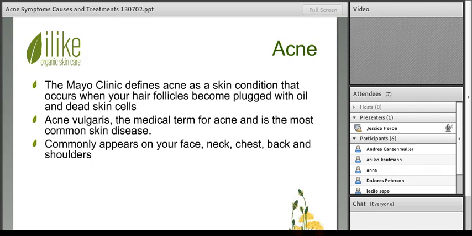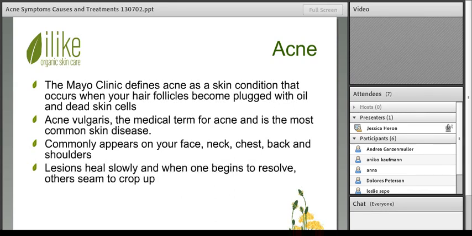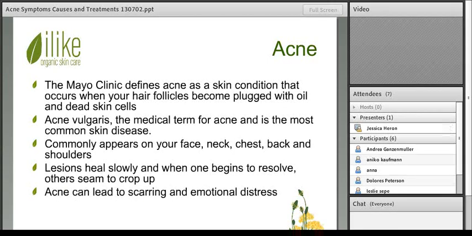It commonly appears mostly on the face, the neck, the chest, the back, and the shoulders. So typically we see it on the upper half of the body, starting on the face usually, and it can progress down onto the body area, typically the upper body. Lesions heal slowly, but when one begins to resolve, others seem to crop up. It's almost like a spreading infectious disease is what starts to happen. And depending on the severity, acne can cause emotional stress that leads to scarring of the skin and leaves permanent damage as well. It also causes very emotional distress because of the physical scarring.